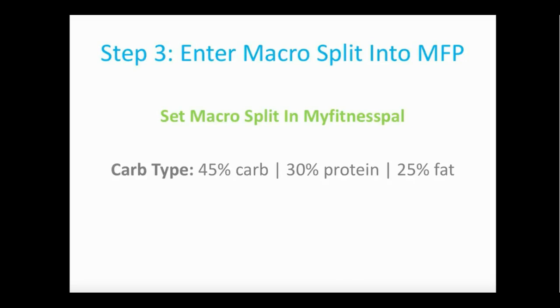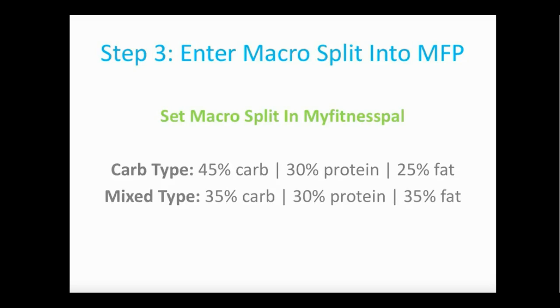So if you're quite carb heavy loaded already, you're quite lean, and looking at building muscle, you may want to consider this option, which is 45% carbs, 30% protein and 25% fats. We've then got the mixed type, so if you're just starting out or you're not too sure, you may want to look at this one, which is 35% carbs, 30% protein and 35% fats.